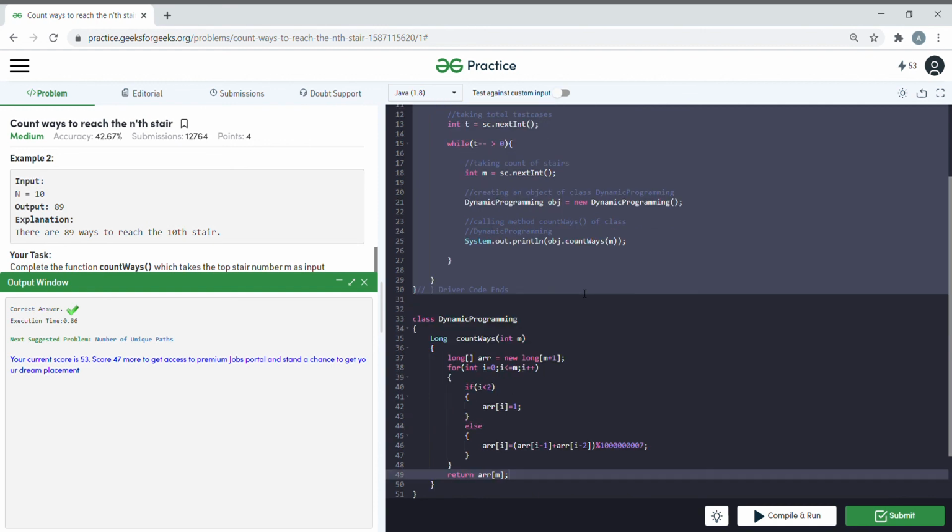So this is method 1 of solving the staircase problem. For method 2, method 3, and method 4, which would be easier compared to this, check the next videos.